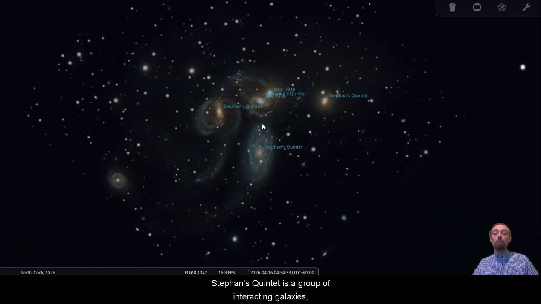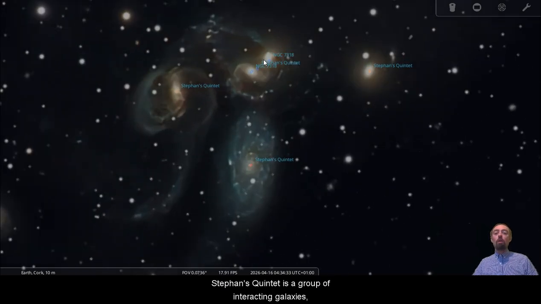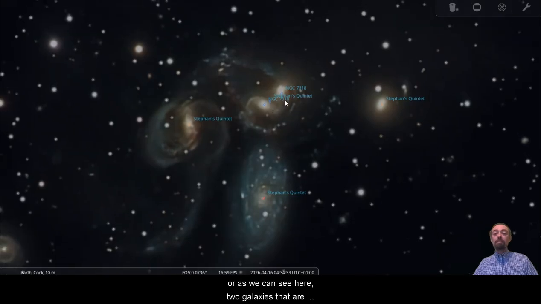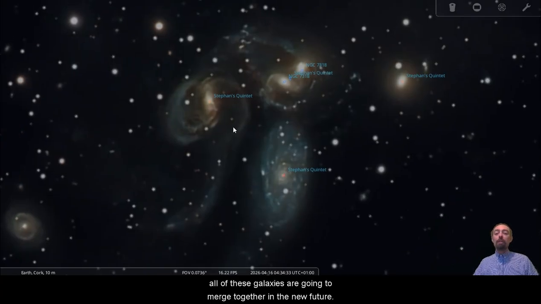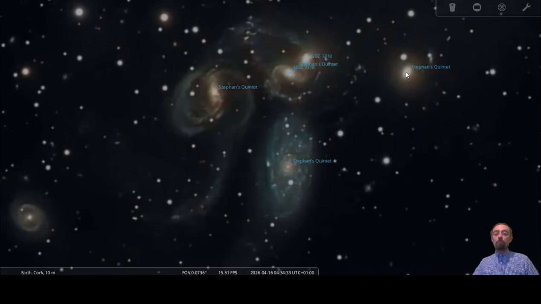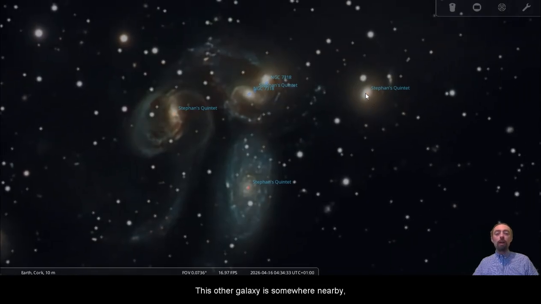Stephan's Quintet is a group of interacting galaxies, or as we can see here, 2 galaxies that are definitely interacting, another 2 galaxies that are in the same realm. All of these galaxies are going to merge together in the near future. This other galaxy is kind of in the background. This other galaxy is somewhere nearby. I think this might be an elliptical galaxy.